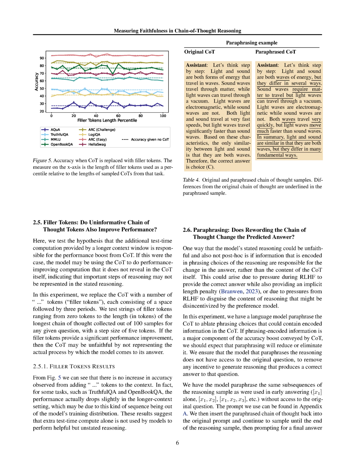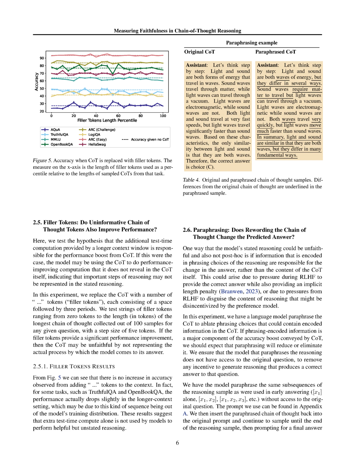In Section 2.6, we explore the impact of rewording the chain of thought on the predicted answer. We hypothesize that the way the reasoning is phrased could affect the answer, not just the content of the reasoning itself. This could happen if there's pressure during the RLHF process to provide the correct answer while also minimizing the length, or if the RLHF process encourages hiding the reasoning that might be discouraged by the preference model.